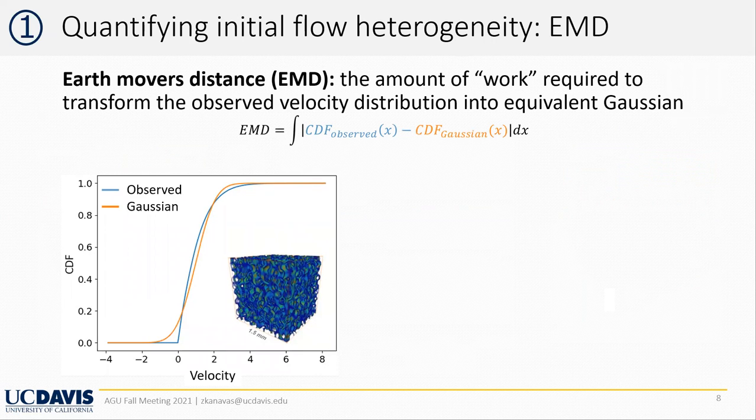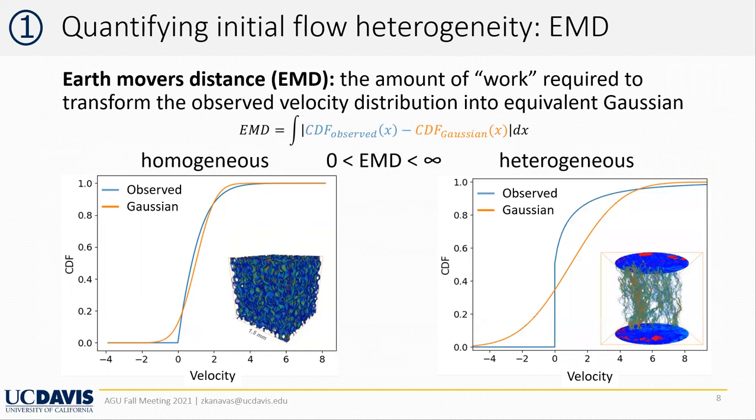We measure the mean and variance of the observed initial velocity distribution and create a statistically equivalent Gaussian, the assumed distribution for a homogeneous flow field. This measure tells us how far away our observed velocity distribution is from a homogeneous one, and thus lower EMDs indicate a homogeneous flow field, and greater EMDs indicate a more heterogeneous flow field.